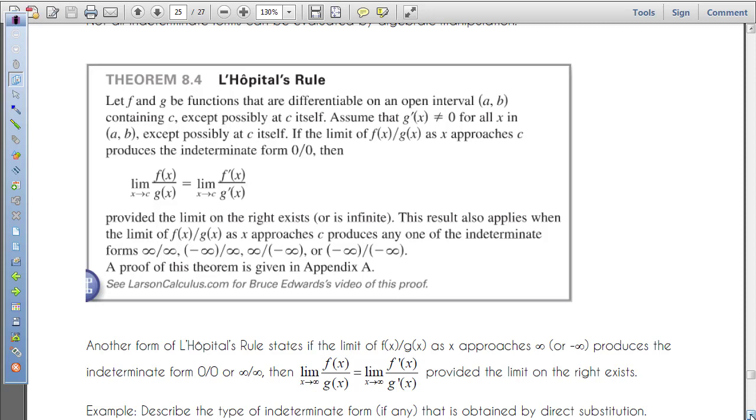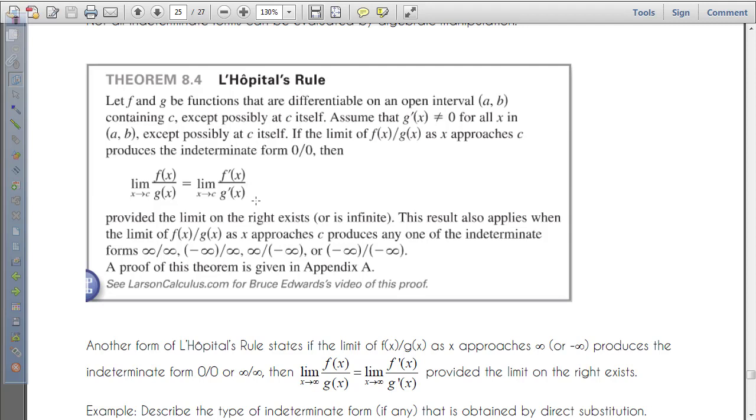Okay, it says let f and g be functions that are differentiable on an open interval a, b, containing c except possibly at c itself. Assume that g prime of x does not equal 0 for all x in a, b, except possibly at c itself. If the limit of f of x over g of x as x approaches c produces the indeterminate form 0 over 0, then the limit as x approaches c of f of x over g of x is equal to the limit as x approaches c of f prime of x over g prime of x.